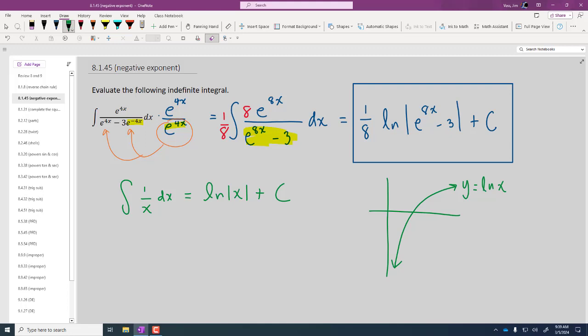Any other questions on that? A lot of these little things are good to ask about, because you want to be really familiar with logs and exponentials as we go forward. Those functions are so common.